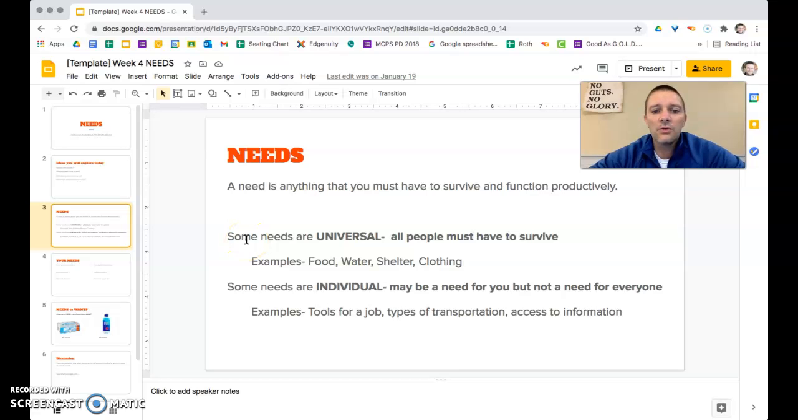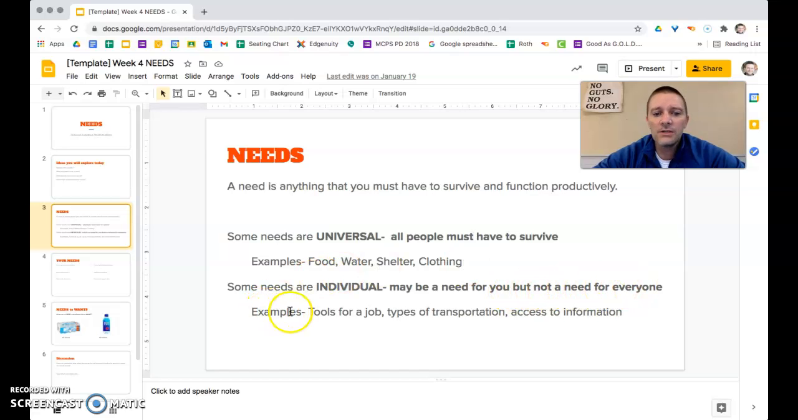So some needs are universal, meaning everybody has to have it to survive. So universal needs are like food, water, shelter, and even clothing, right? We have to have those things or we're not going to live very long. And then the thing that I want to talk more about are individual needs, though. Each of us individually have needs that, say, other people don't. Like right now, I have contacts in my eyes. If I don't have them, I can't hardly function. I'd be right up on the computer screen the whole time. So we all have individual needs. So an individual need may be a need for you, but not a need for everyone.